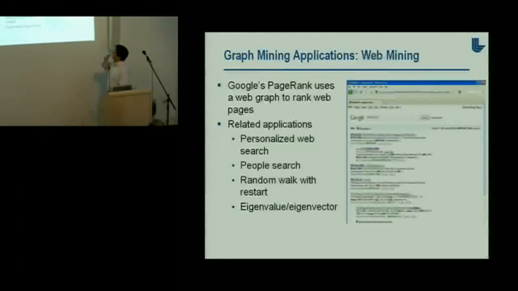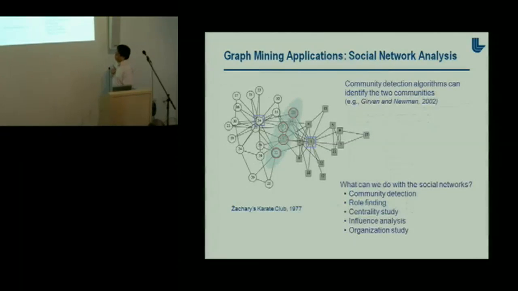This is a graph algorithm that belongs to a class of problems known as spectral graph theory, okay? And many related applications, like personalized web search and random walk with restart, are all related to finding eigenvalue and eigenvector problems. Graph mining is being used in a lot of areas of social network analysis, and the information they look for in this particular application is closely related to the structure of the graph.